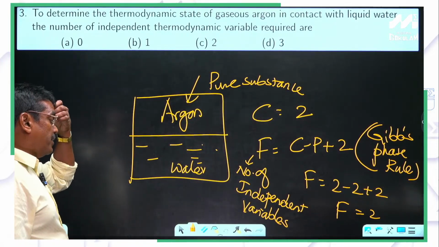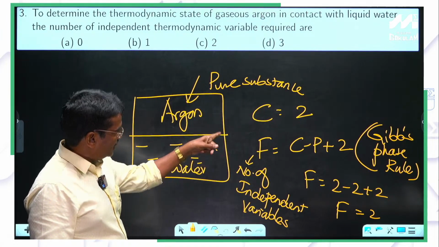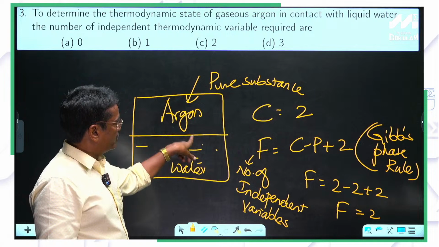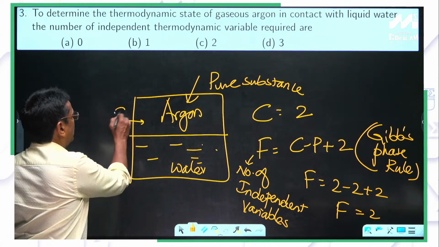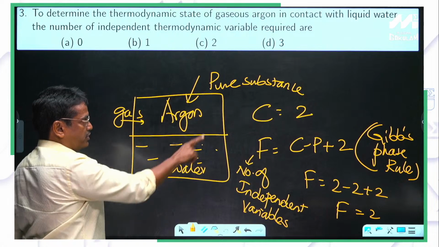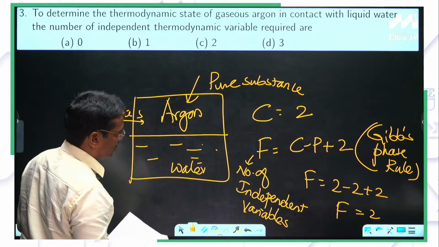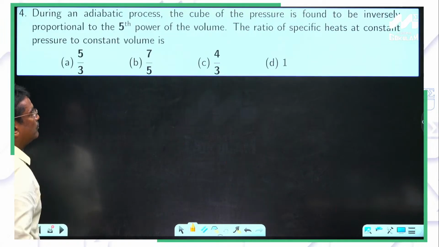The minimum number of independent thermodynamic variables according to the Gibbs phase rule, C means the number of chemical constituents. 2 are there, argon and water. How many phases are there? This is a gas, this is a liquid. There are 2 phases. P value will be 2. 2 phases, 2 chemical constituents. Therefore, the minimum number of independent thermodynamic variables will be 2.